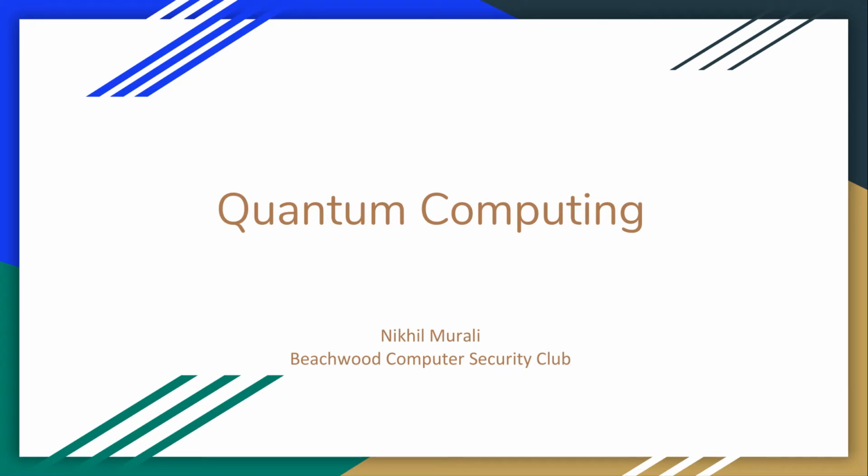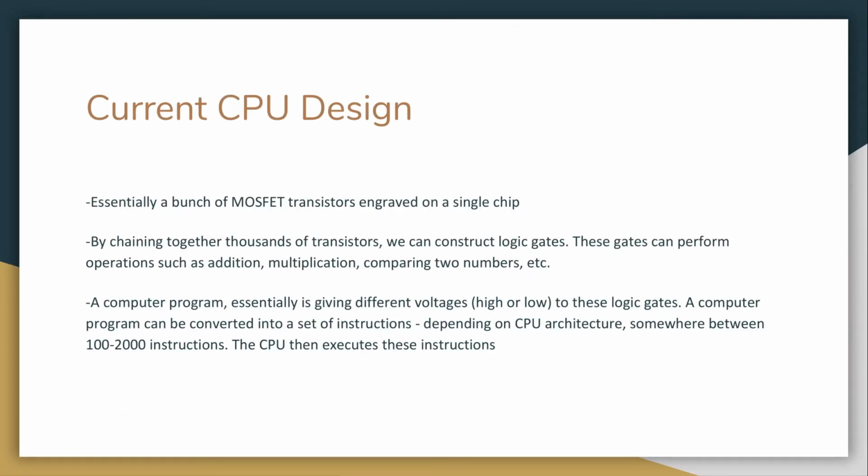I wanted to start with going over the current CPU design, sort of how we do it now. Basically, you take a silicon wafer. This is 99.99999% pure silicon. You engrave a bunch of basically MOSFET transistors onto this, and by doing this, you can construct logic gates. And by chaining together these logic gates, you can get larger sets of instructions.